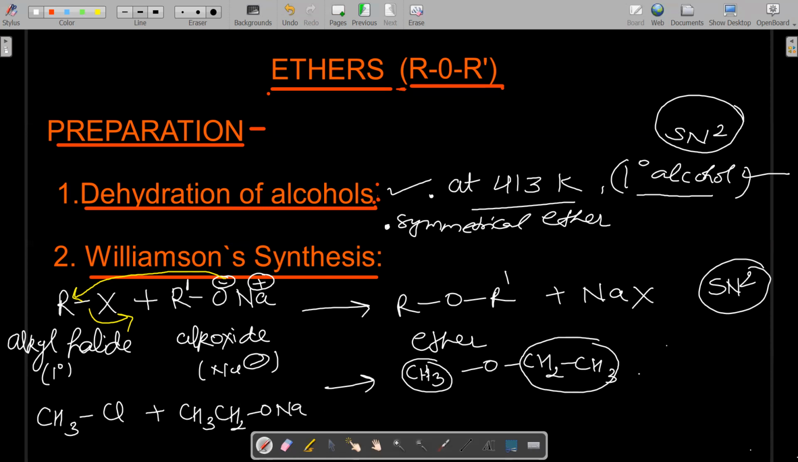So in the exam, if the ether is given and you are asked to identify the halide and alkoxide for formation of this ether by Williamson synthesis reaction, you can identify that the lower carbon is always taken as the halide and the higher carbon is always taken as the alkoxide. Clear?